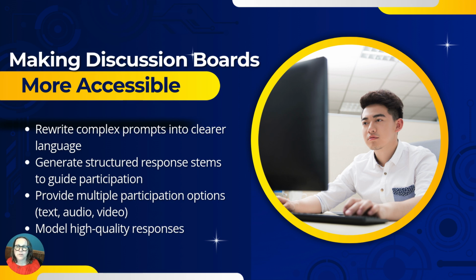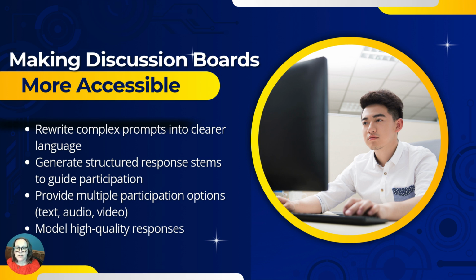So, discussion boards are central parts of many online courses, but they can sometimes create unintended barriers for students. One way to improve access is by clarifying prompts. AI can rewrite complex or abstract questions into more direct, student-friendly language. For example, instead of asking students to clarify or critically analyze, you might ask them to explain a concept and provide a real world example.